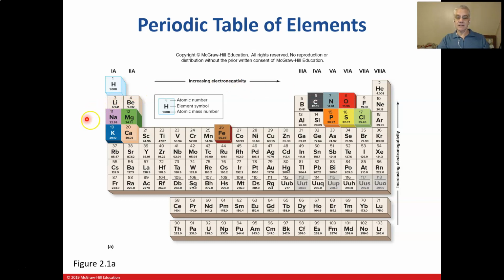Now we get over here. Na. That would be what? Nearby? No. Sodium. Na is sodium. What? Sodium? Yes. Na stands for the element sodium. Magnesium, makes sense. Phosphorus, sulfur, chlorine, beauty.